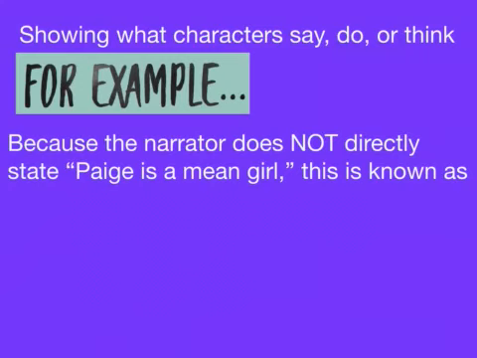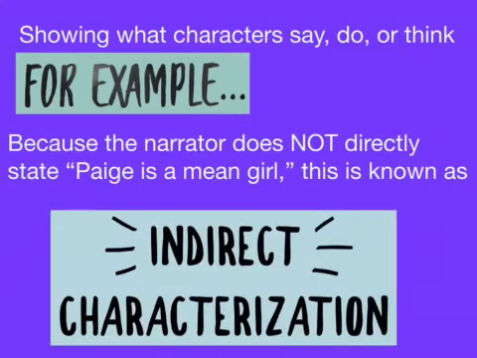Because the narrator does not directly state Paige is a mean girl, this is known as indirect characterization. We need to take a look at the character's behavior and make a judgment call about the character. We are asked to draw conclusions.